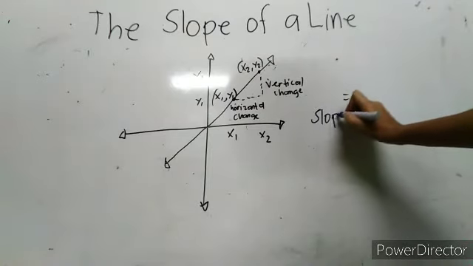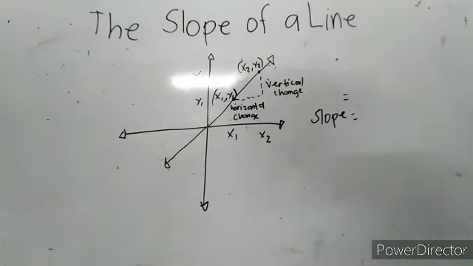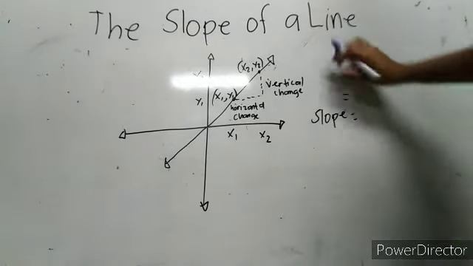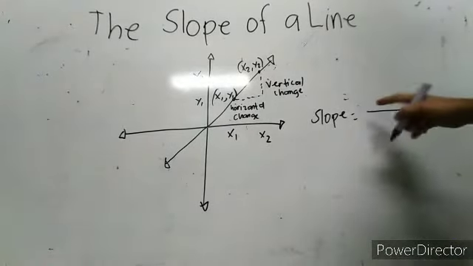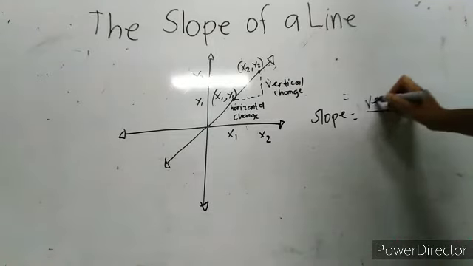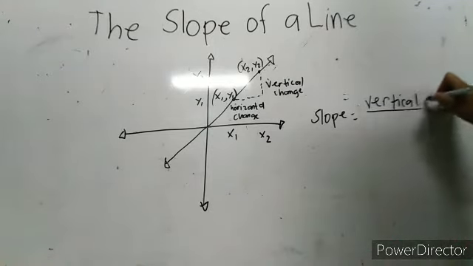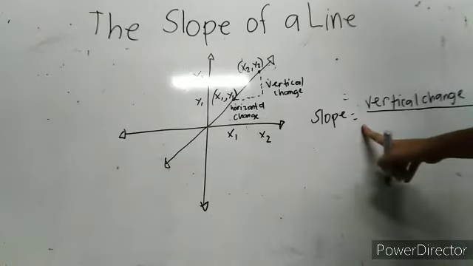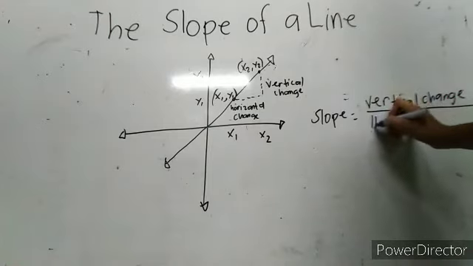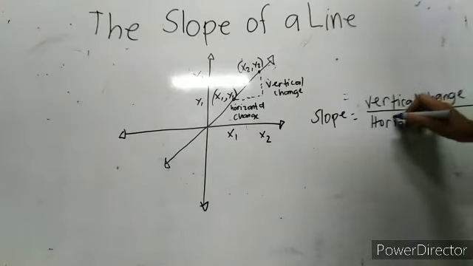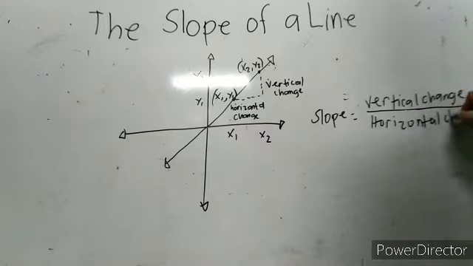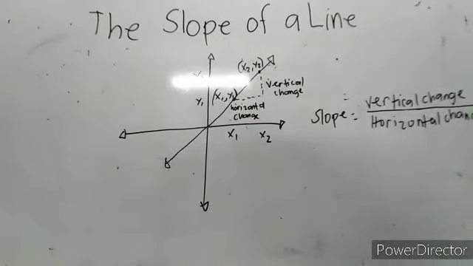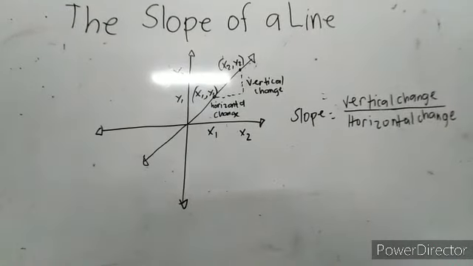the ratio of vertical change and the horizontal change. So in the ratio, we have our numerator, the vertical change, and our denominator is the horizontal change. Okay, that is clear.